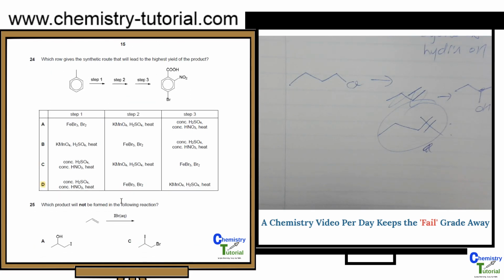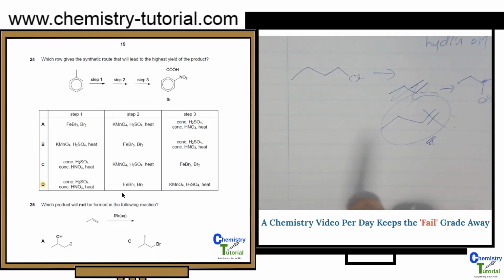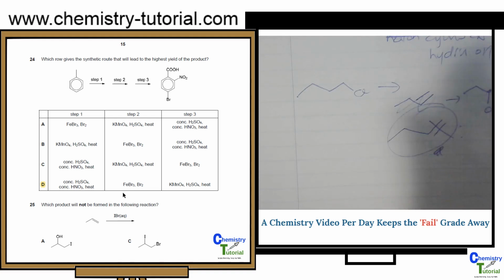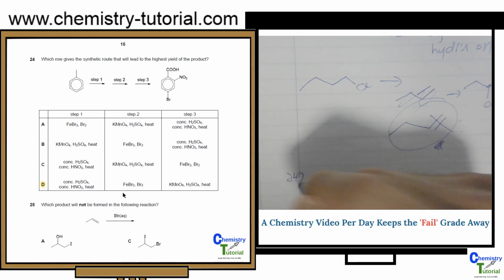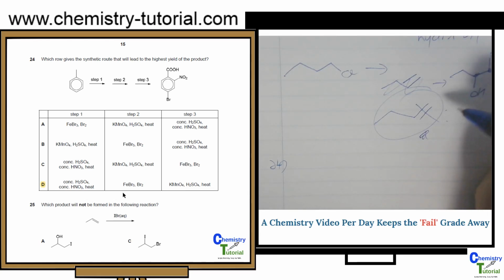Let's look at the next one, which is question 24. For question 24, which route gives the synthetic route that will lead to the highest yield of the product? Now, for this case, you need to know the order of arrangement. So let's go through all the options. So now, for question 24, let's consider option A first.